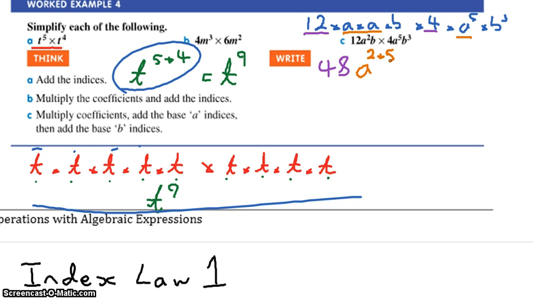Then the next one we've got there is the b's. We've got one of them there and we've got three of them there. So that's b, 1 plus 3. If it doesn't have an index, you assume it's 1 because we're just lazy, we don't write it. Now you can add those up and you've got 48, a to the 7, b to the 4. Cool. And that is all there is to it on those ones. And that's the end of worked example 4.